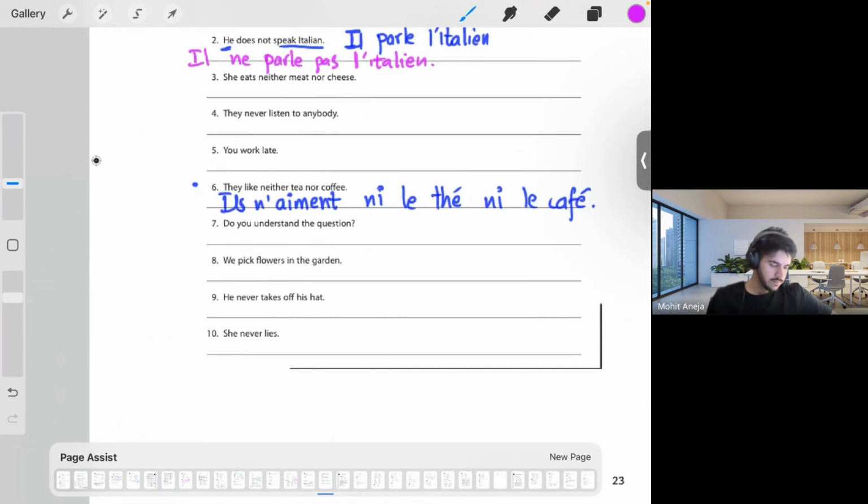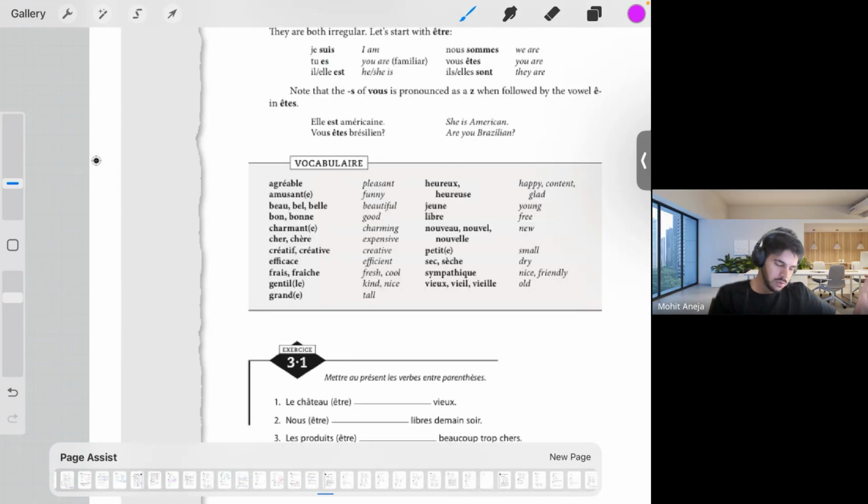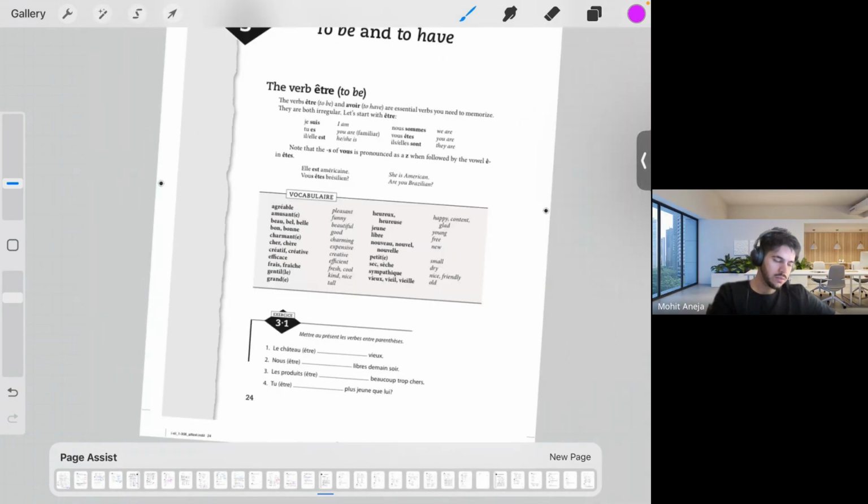That's also true. So you see, negation here is on coffee as well as on tea. This is basically "neither nor" in English, which warrants the use of ni and ni. Makes sense? Yes. This was the first small part that we had to cover in order to finish chapter 2.